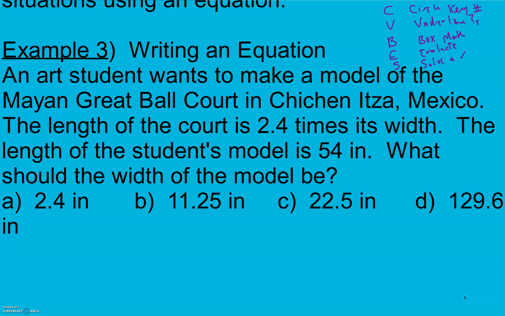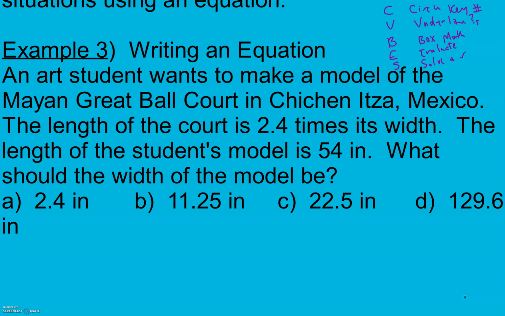So an art student wants to make a model of the Mayan Great Ball Court in Chichen Itza, Mexico. The length of the court is 2.4 times its width. The length of the student's model is 54 inches. What should the width of the model be? So I would suggest that you read through this first so that we know the situation, and then take it one sentence at a time.